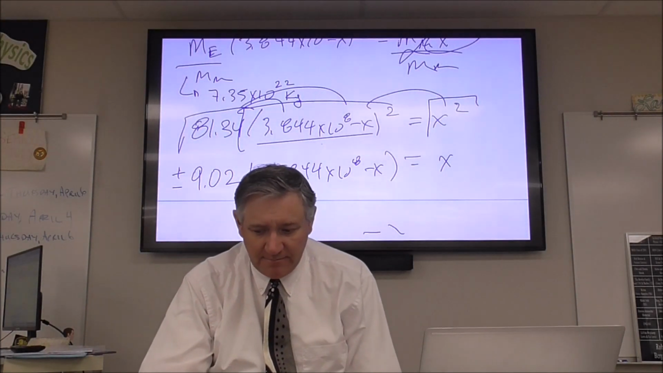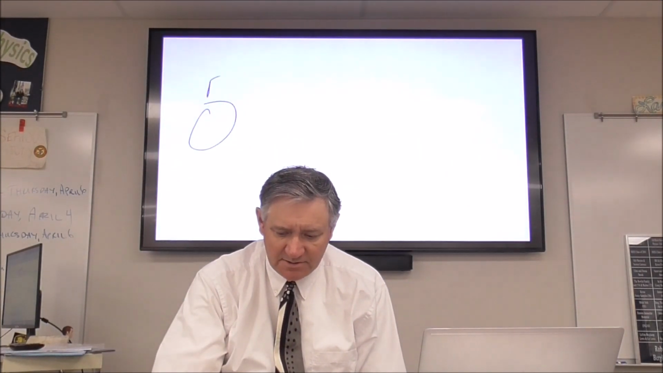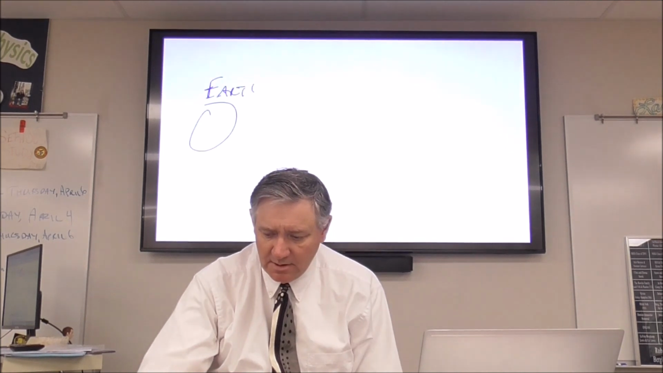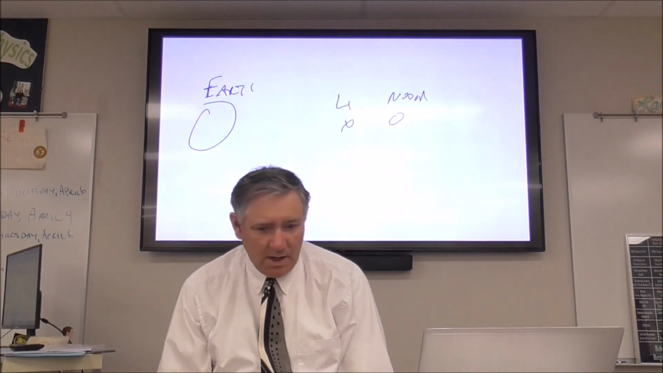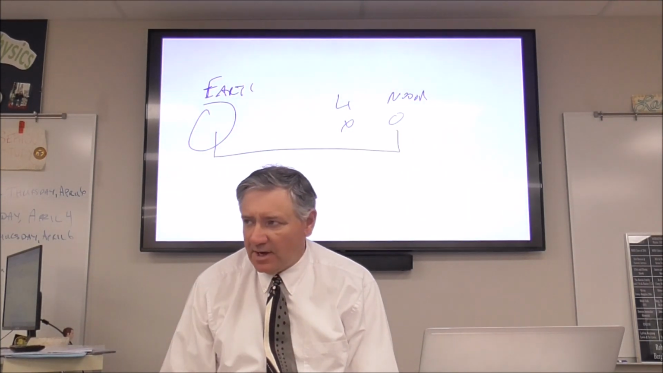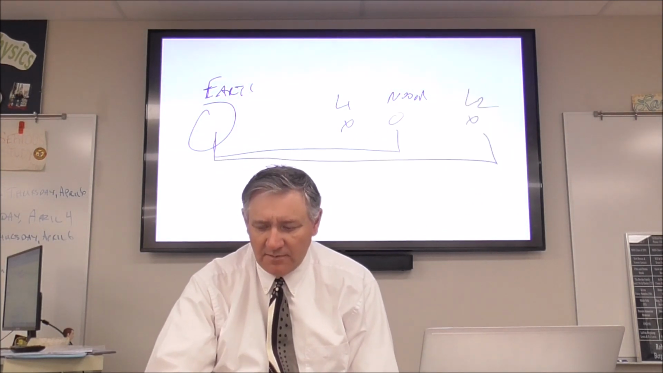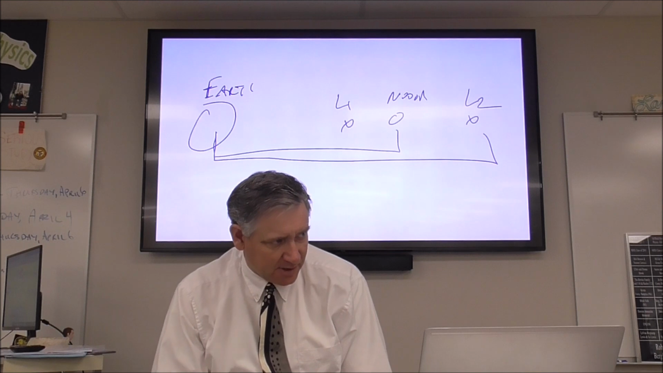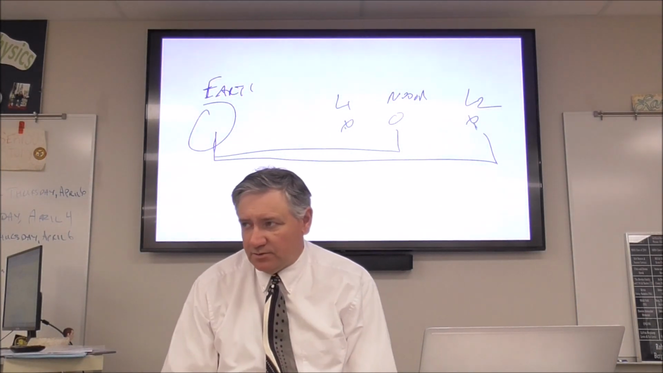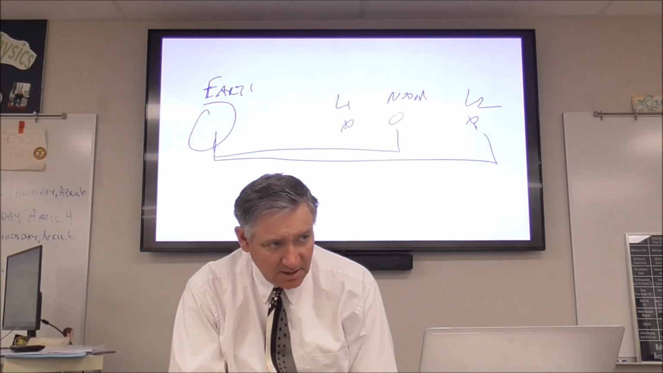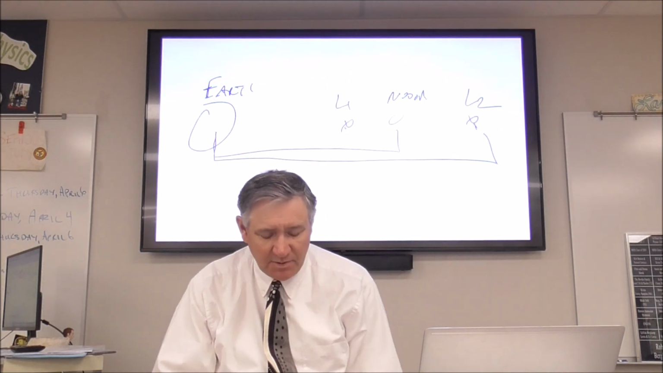But when you get done, here's what you should see. Okay? When you get done, here's your visual. Here's the Earth. Here's the Moon. One Lagrange point, L1, is going to be between the Earth and the Moon. The second Lagrange point is out here on the other side of the Moon. Okay? So those are your 2 possible values. L1, L2. One is going to be smaller than the radius of the Moon's orbit. One's going to be bigger than the orbital radius of the Moon.